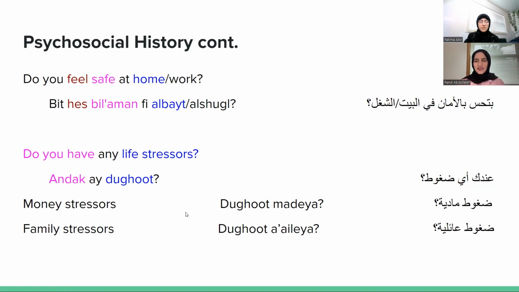Okay, and then like more specifically, if you want to ask about financial or family stressors, financial means maddiya. So ضغوط maddiya is like financial stressors. So the full sentence for that would be عندك أي ضغوط مادية. And then if you want to ask about family specifically, family translates to عائلة. So it would be ضغوط عائلية. So the full sentence for that would be عندك أي ضغوط عائلية.